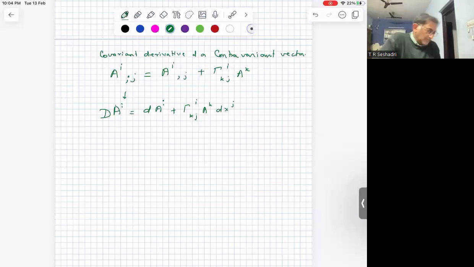Now next I want to find out what is Bi;j, the covariant derivative of a covariant vector. How will you do it? There's a trick. The trick is a scalar quantity does not change. So in a scalar quantity, covariant derivative and partial derivative are the same, right? So I will construct a scalar quantity phi, which is equal to Ai Bi.